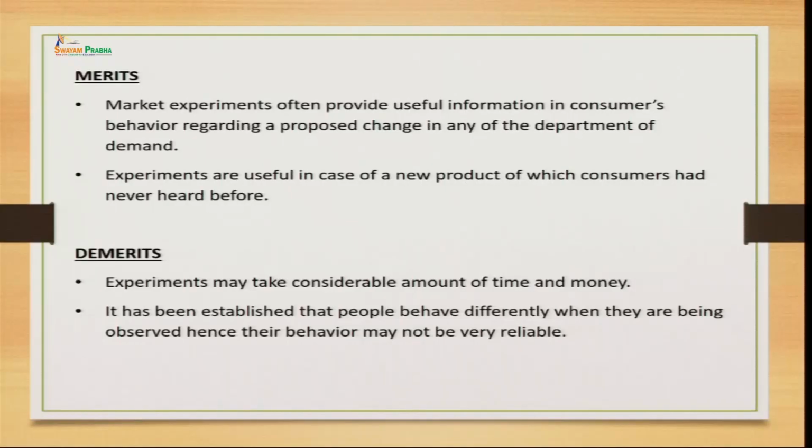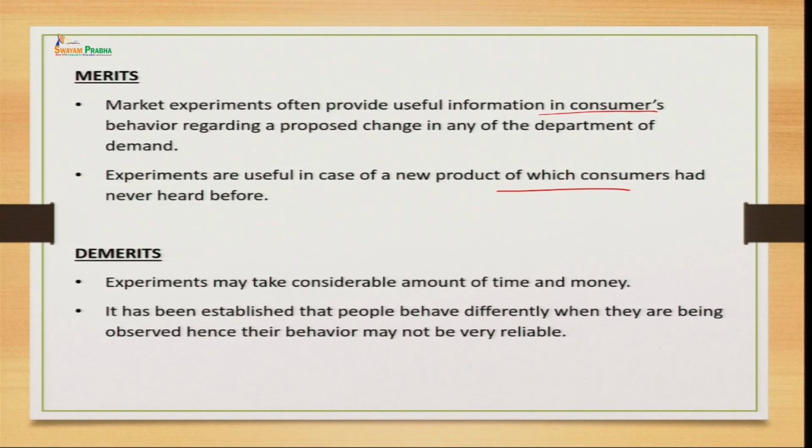By creating that artificial market, you ask people to come and purchase the product, and you observe their behavior. This is how the market simulation method goes, so that you will be able to understand the buying behavior of the consumer. But again, this method has certain advantages and disadvantages. These market experiments might provide you good information, because here you are able to directly assess their behavior rather than asking them. And experiments are useful in the case of new products, where consumers have not seen them before. So, this method is good for a new product.